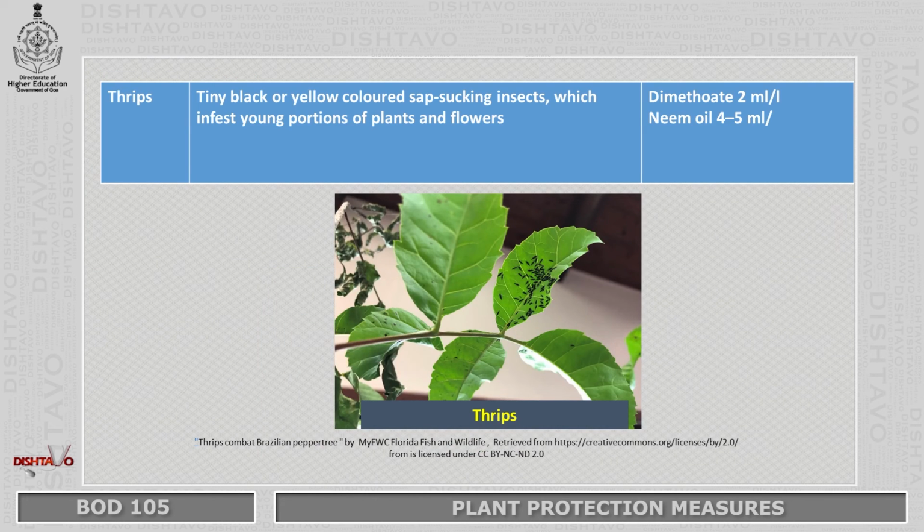Thrips. Tiny black or yellow colored sap-sucking insects which infect young portions of plants and flowers. In the picture you can see the tiny black or yellow colored sap-sucking insect. Here also you can use neem oil, that is 4 to 5 ml per liter, or dimethoate 2 ml per liter.